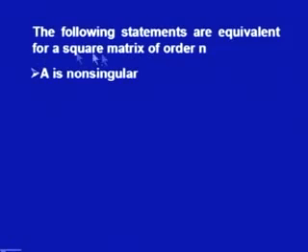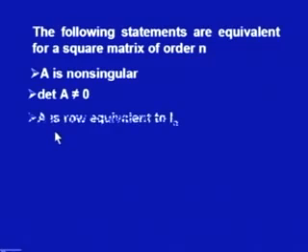Now, we have discussed a number of results related to the two systems Ax is equal to 0 and Ax is equal to b. Now, we say that the following statements are equivalent for a square matrix of order n. So, the first statement is A is non-singular, second is determinant A is not 0. We are in fact using this definition for a non-singular matrix. Then A is row equivalent to In. Whenever the determinant A is not 0, then we can always reduce A to In by applying elementary row transformations.